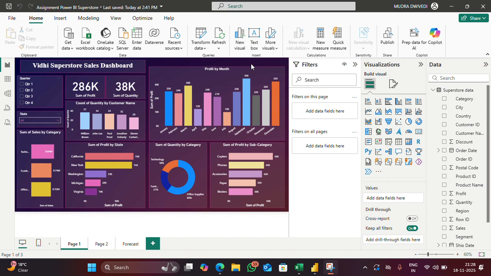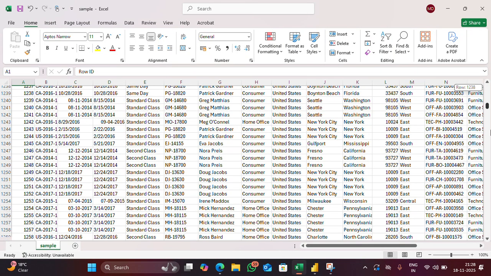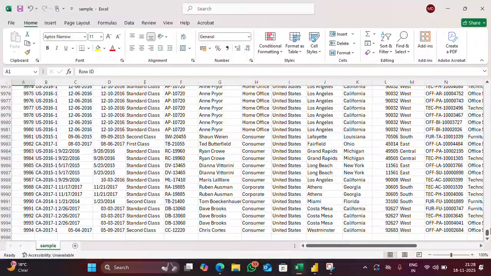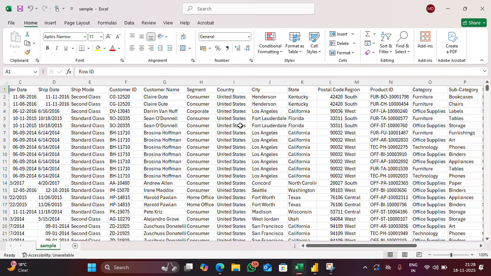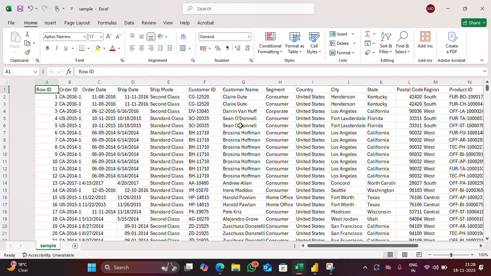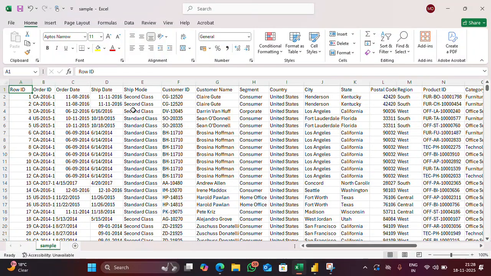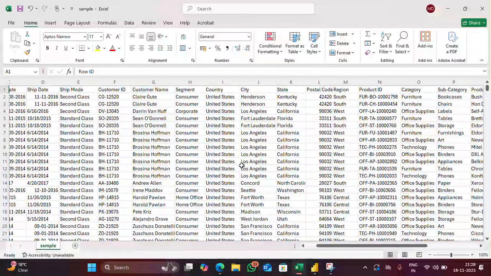Before diving into the dashboard, let's talk about the dataset itself. So I am using a sample Superstore dataset which contains 9,900 rows as we can see here, and also various columns, and these have transactions from the year 2014 to 2017. Each row in the dataset represents a single product sold in an order. There are order details, customer information, location, product attributes, performance metrics.